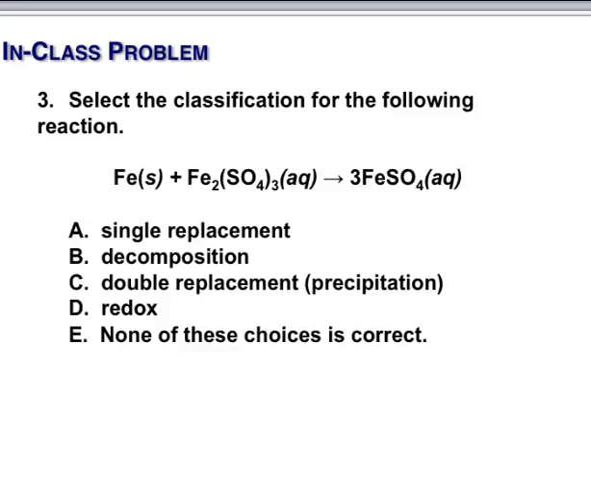The iron here has an oxidation number of 0, right? It's an element. What's this iron? This one, it's plus 3, because it's iron 3 sulfate.